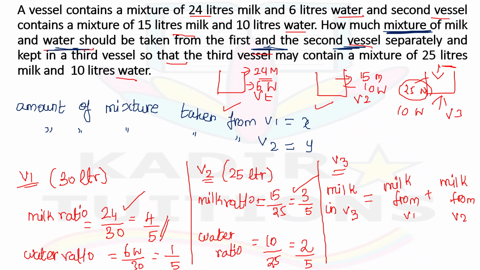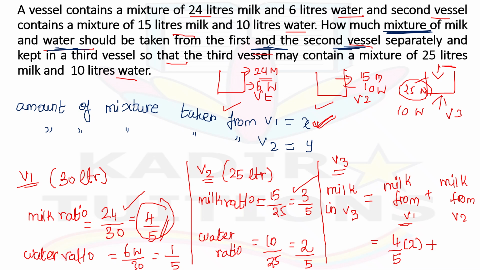So how much milk is there from vessel 1? What is the milk ratio of this? Vessel 1 milk ratio is 4 by 5 x. Why are we specifying x? Because that is the amount we have taken from vessel 1. So this x is very important.